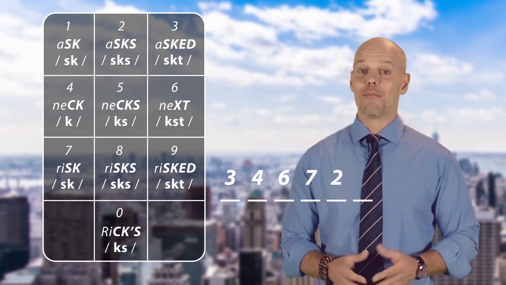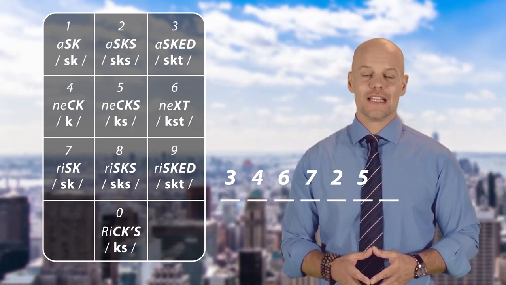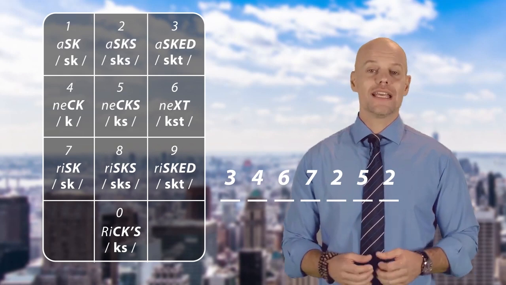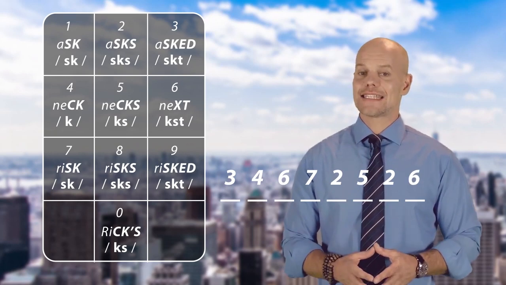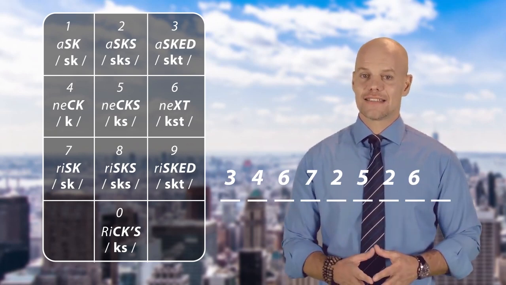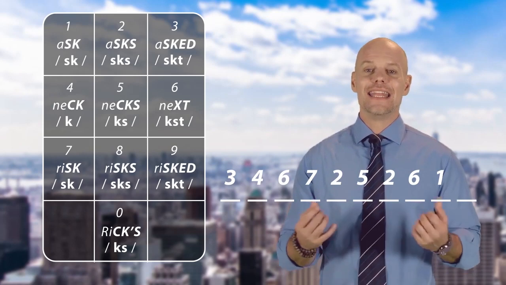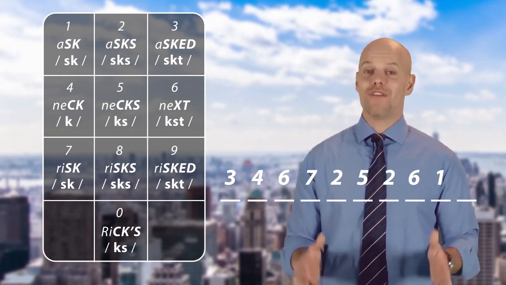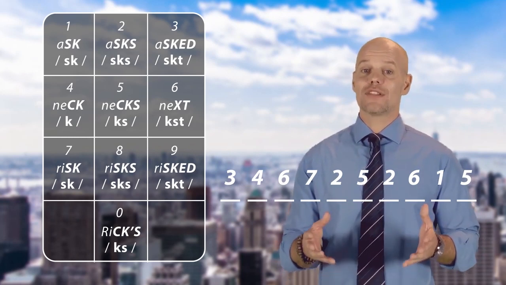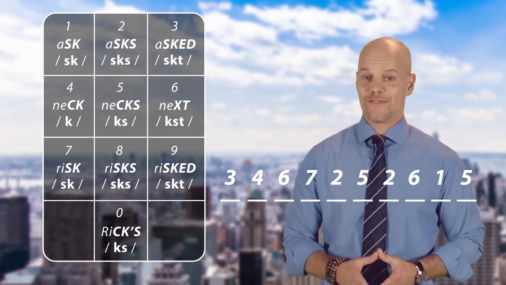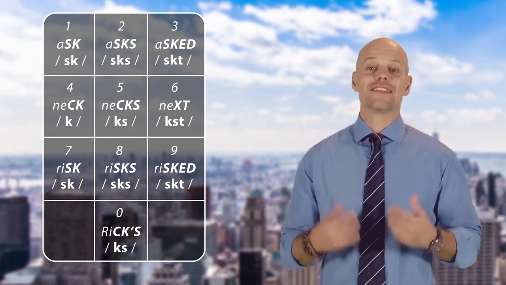Next. Number 5. Next one is asks. Asks. Number 2. Next one is next. Next. Number 6. Next is ask. Ask. Number 1. And the last one is next. Next. This is number 5. So the phone number was 346-725-2615. In the first set of words, I will say each word twice and slowly.